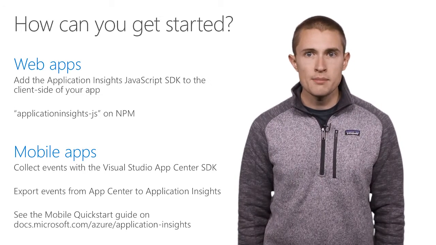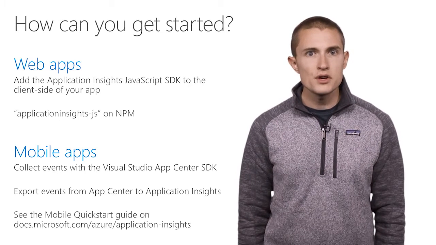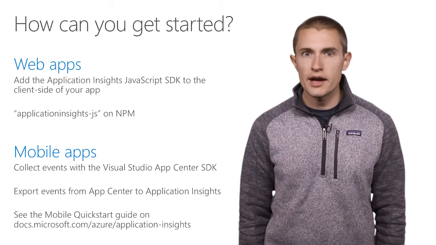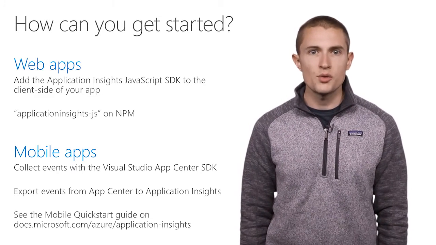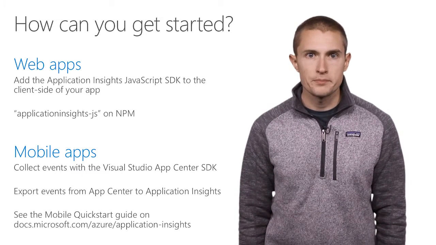If you have a mobile app, you'll send telemetry to Application Insights through App Center. First, add the App Center SDK to your app. There are SDKs available for Xamarin, iOS, Android, Universal Windows, and React Native. Next, write code to send custom events from your app.